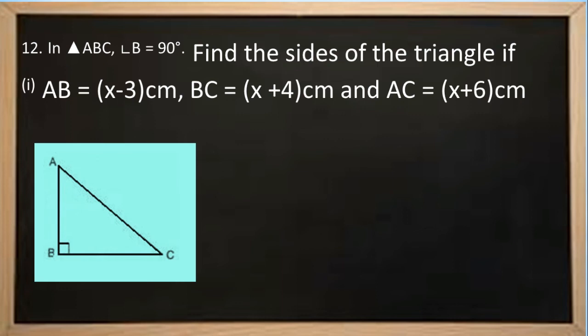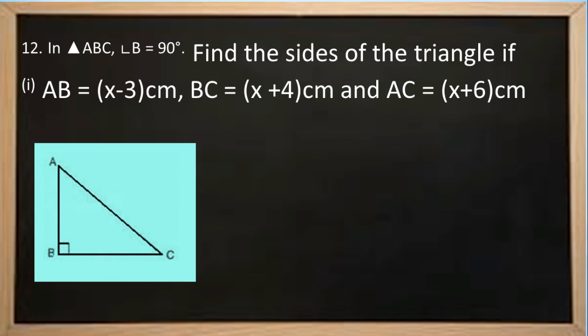So the measurements of all the three sides of the triangle are given, but they are with the variable x. As it is a right angle triangle, it is already said that angle B is 90 degrees. So if angle B is 90 degrees, what is the side opposite to angle B? That is AC. It is the hypotenuse. So Pythagoras theorem says that the square on the hypotenuse is equal to the sum of the squares of the other two sides. That means AC square is equal to AB square plus BC square.